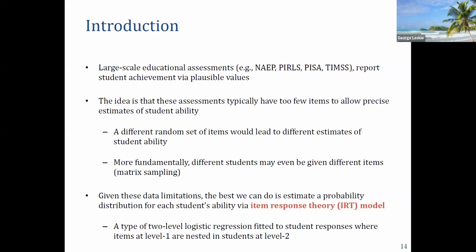Underneath the bonnet, they're using something called an item response theory model to produce estimates of student ability. This is like a fancy logistic regression. Did you answer question 1 correct? Yes, no. Did you answer question 2 correct? Yes, no. It's a binary outcome, like a 2-level logistic regression: items within students, and you get estimated student ability. The plausible values come off the back of this IRT model.